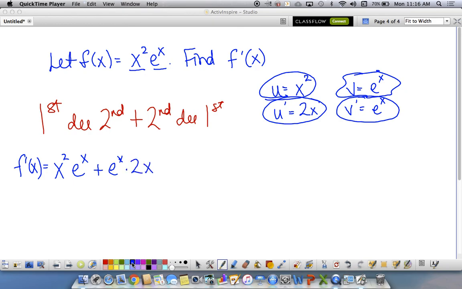Okay? Now the question is, can we rewrite this sometimes to simplify it? We have two pieces, two terms. Is there something common in both? Yes, there is. Does everyone see an e to the x? Technically there's an x also in each one, so we could pull out an x and an e to the x, and we just have left an x plus 2. Just another way f prime could be written.